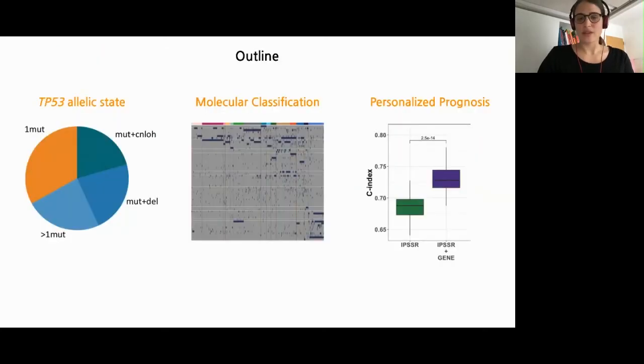So this brings me to the outline of the talk, where I first focus specifically on TP53 and MDS and how allelic state is an important biomarker and should be measured at diagnosis to inform both disease subtypes and prognosis. And then more broadly, we'll talk about how to define molecular subtypes and how to interrogate their clinical relevance. And last, our work towards building personalized prognostic models for MDS.